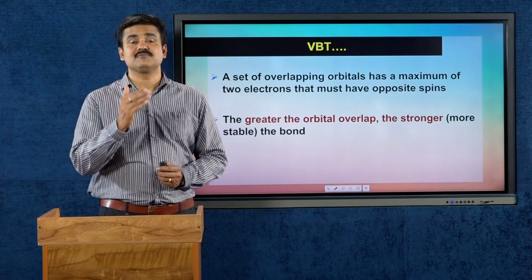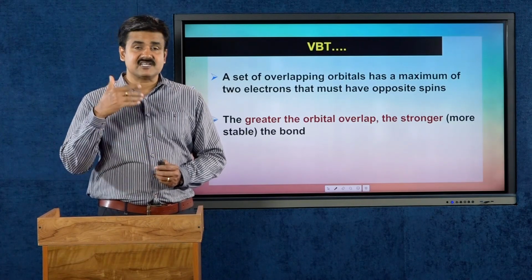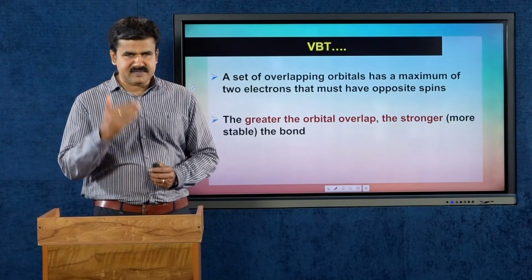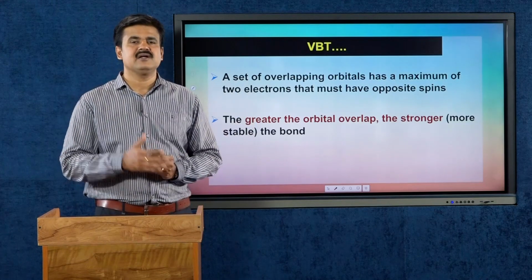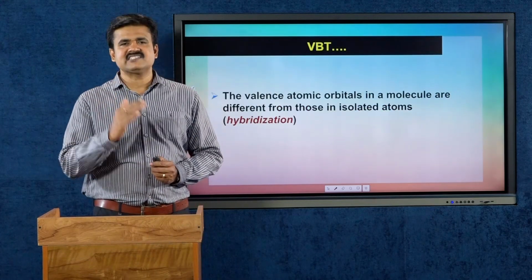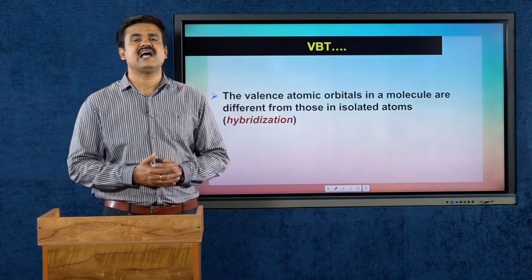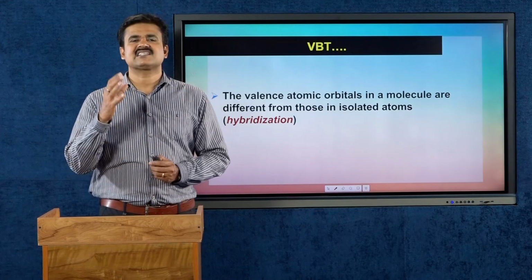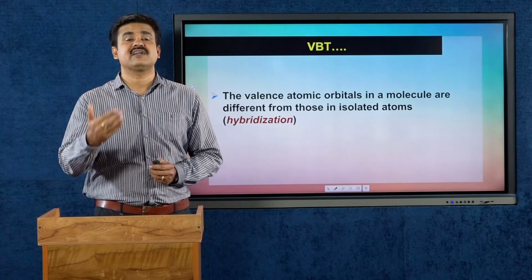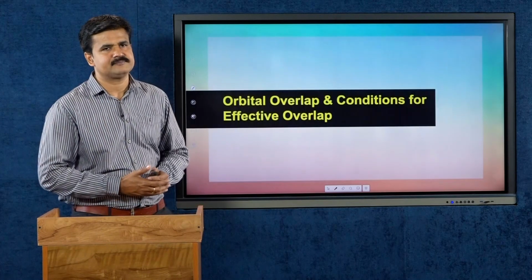This is the most important advantage of the valence bond theory, which can explain the strength of a covalent bond based on the extent of overlap. That means the greater the orbital overlap, the stronger will be the covalent bond. The valence atomic orbitals in a molecule are different from those in isolated atoms. This concept is simply known as hybridization. We can enter into more detailed aspects of hybridization in coming slides and in coming modules.